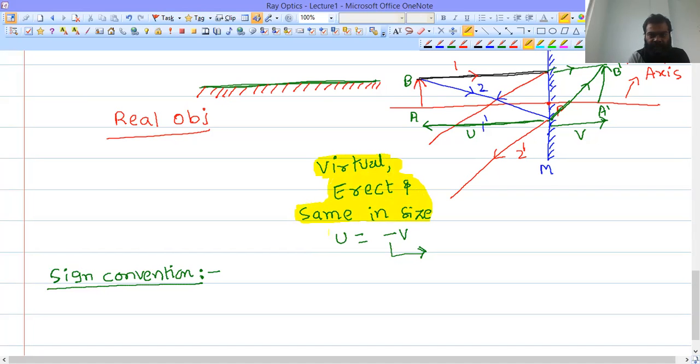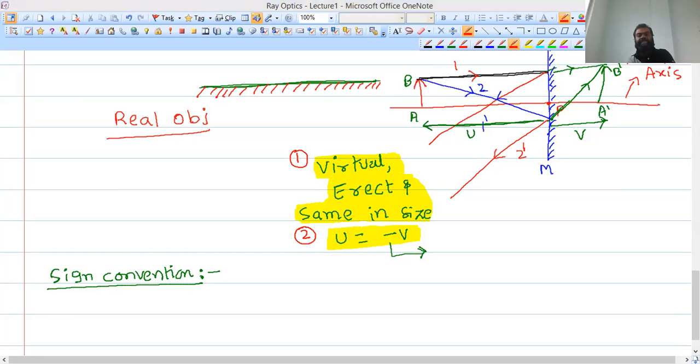Thereafter, also remember that in a plane mirror, the object distance is equal to the image distance. With respect to sign only, it will be different. That is, if the object is in front of the mirror, then the image will be formed behind the mirror. This is the first property, and this is the second property. Now, for a plane mirror, or a plane surface, the radius will be infinity, so I can say the focal length will also be infinity.